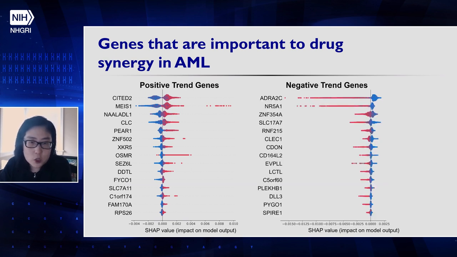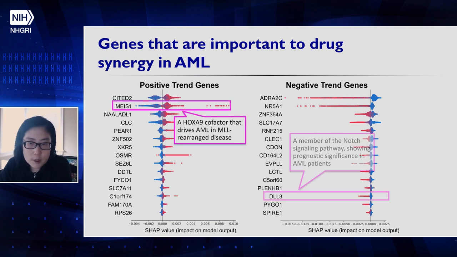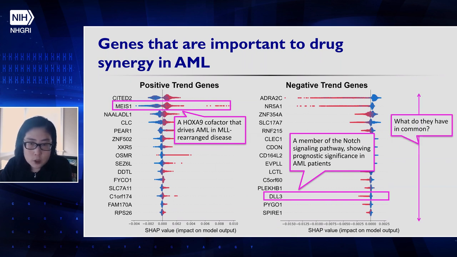negative trend. And some of the genes are very well known to be relevant in AML biology, known drivers such as MIS1 and then DLL3, and then some of the other genes in the top N genes. And this gene list enables us to perform a pathway enrichment analysis to identify the pathway gene sets that could be potentially mechanistic explanations of a drug synergy.